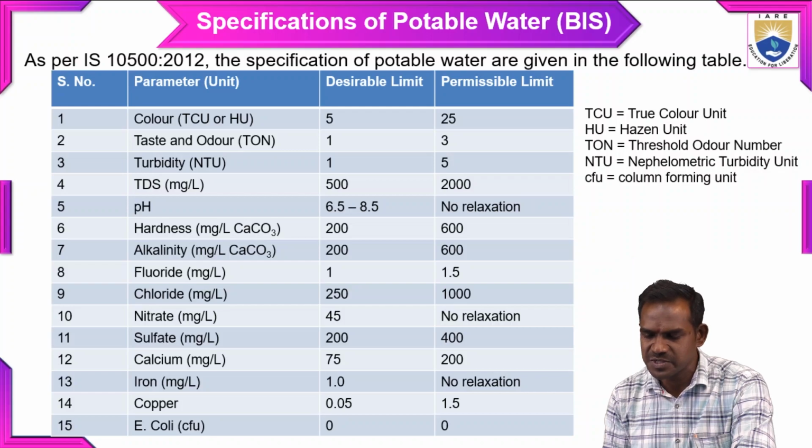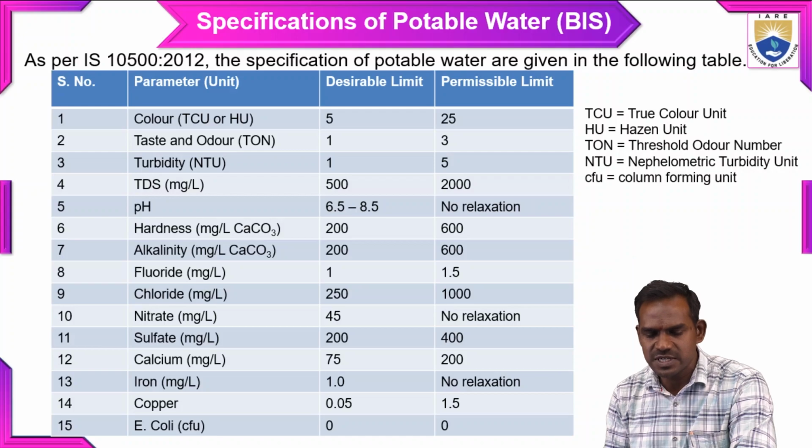Means the permissible limit indicates if there are no water purification techniques available surrounding us, we can permit it up to 25 ppm. It is the maximum limit which we can permit for drinking. But beyond this, the water is not at all safe for drinking. And especially the desirable limit is only 5 Hazen units per color.